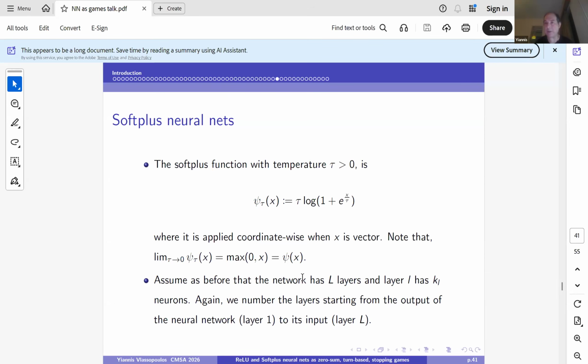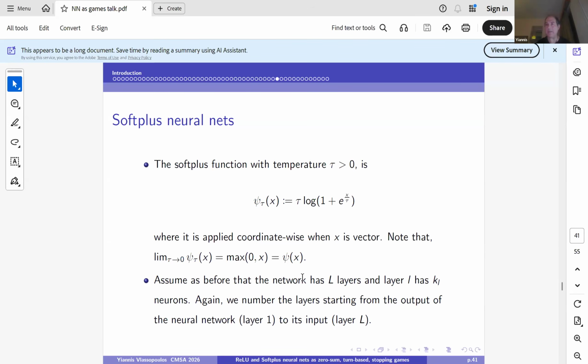And we're going to see that this is actually a special case of a very general result. Obviously we can replace the ReLU function with this Softplus function, and we get a different, smooth activation function. The question then is, can this also be interpreted as a game? And the answer is yes.